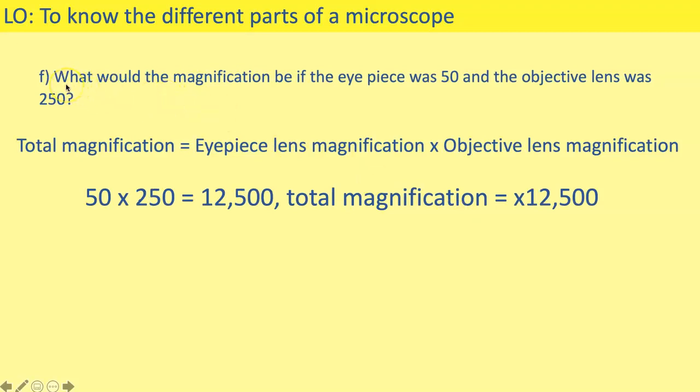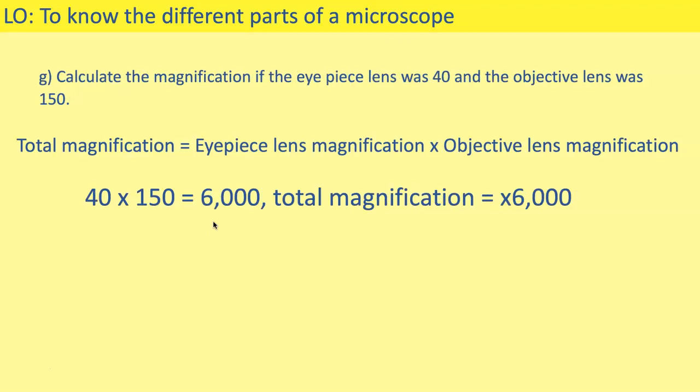F. What would the magnification be if the eyepiece was 50 and the objective lens was 250? So we do the same again. We put the eyepiece magnification into the equation, which is 50. We're then going to times that by the objective lens magnification, which is 250. 50 times 250 gives us an answer of 12,500. So the total magnification of this microscope is times 12,500.